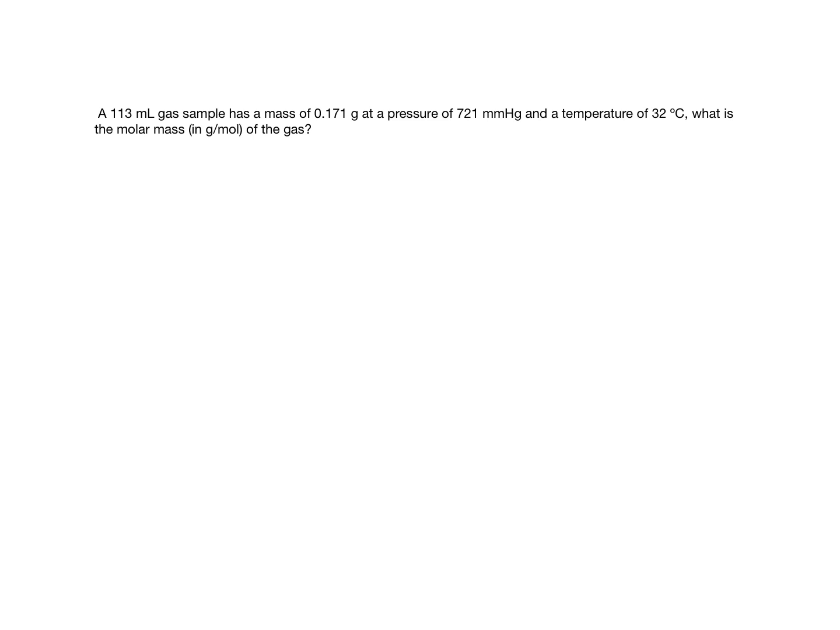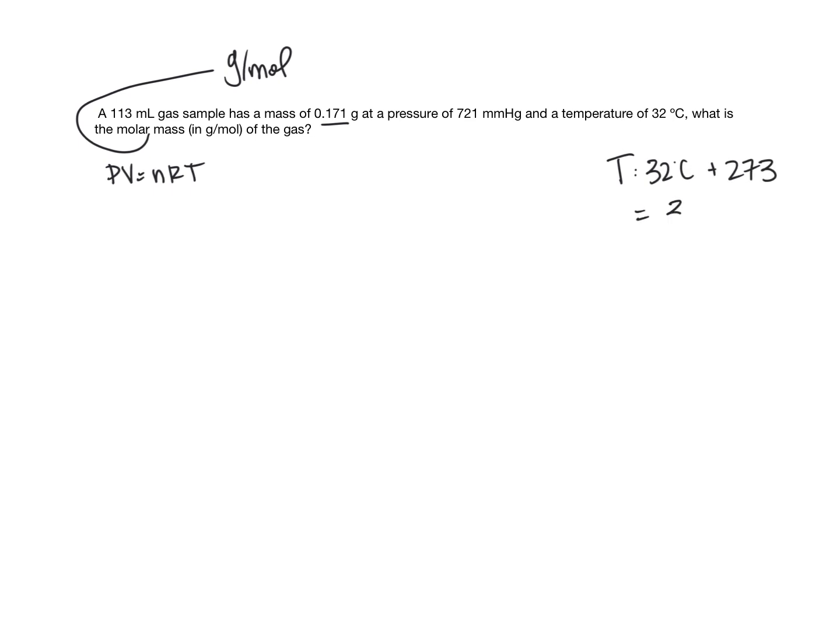So the thing we need to remember is that molar mass is grams per mole. So we have a mass, grams, and we could use PV equals nRT to find moles. So the first thing we're going to do is determine all of our different variables. And so our temperature is 32 degrees Celsius plus 273, and that gives me 305 Kelvin.